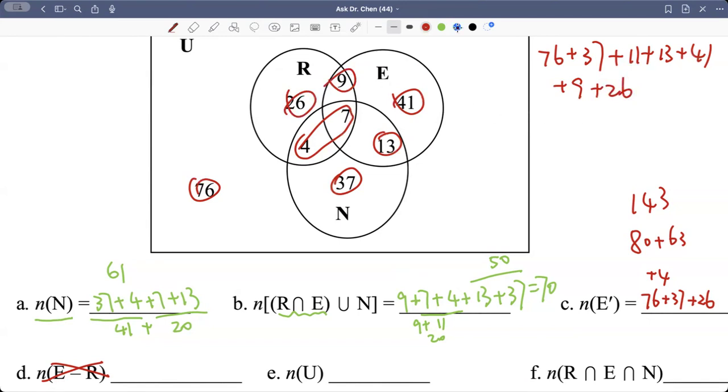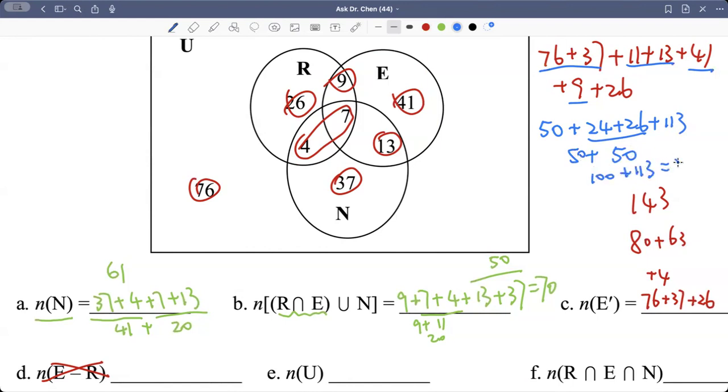So let's look for easy numbers to add. 9 and 41, that gives us 50. Then 11 and 13, that gives us 24. Then 24 plus 26 also gives us 50. 76 plus 37, so 113. 50 plus 50, 100. 100 plus 113, so we get 213. So the cardinality of the universal set is 213.